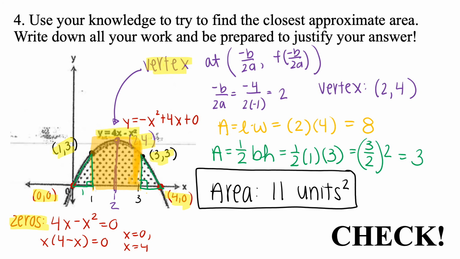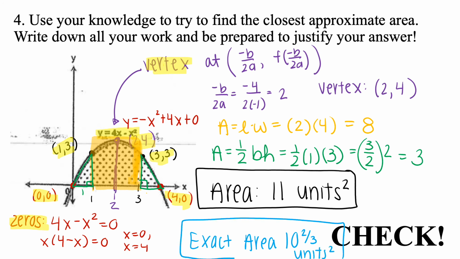Now we want to find the closest ones. You can go ahead and compare with your pals around you, and the actual exact area under this curve should be 10 2/3 units squared. So go ahead and check with your friends, see if anyone got closer than you, see if anyone got closer than me. But your exact area should be 10 2/3 units squared.